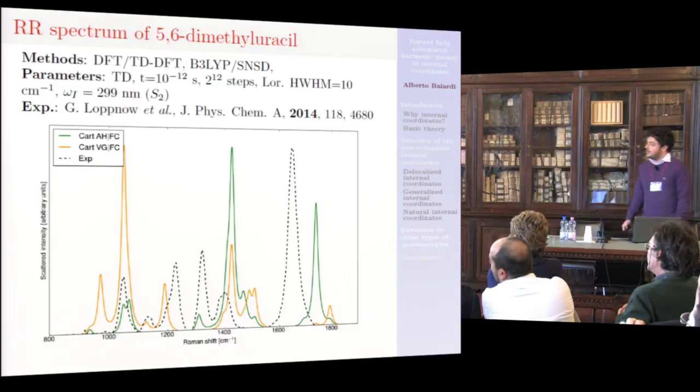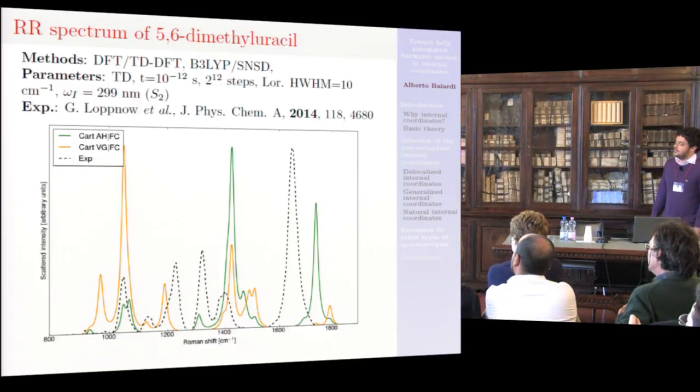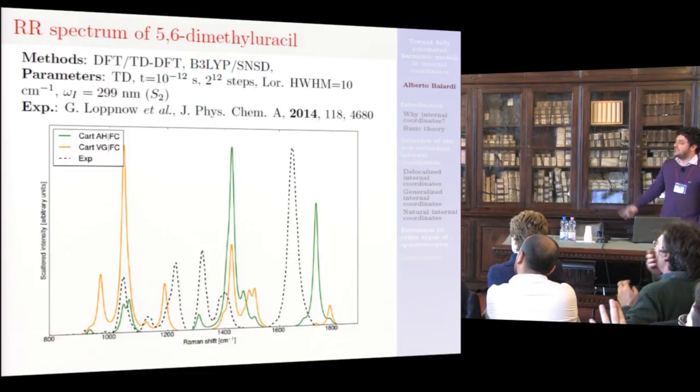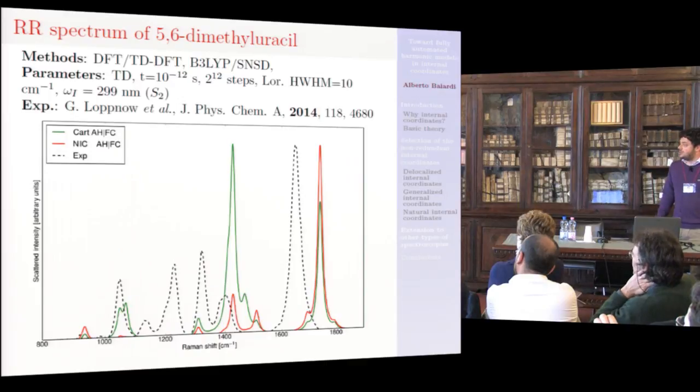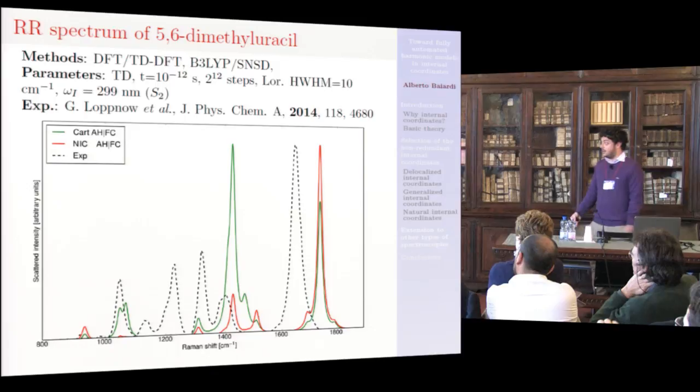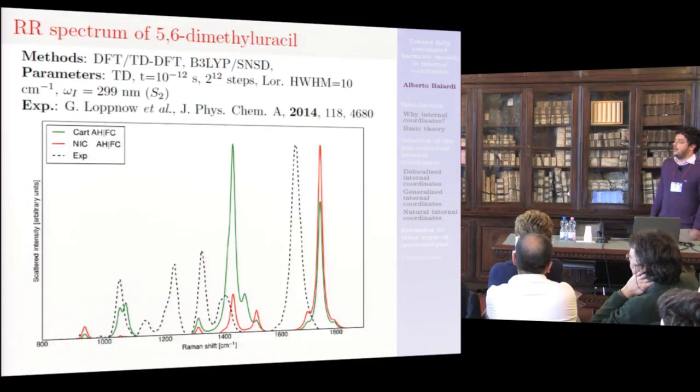As you can see, both vertical and adiabatic models in Cartesian coordinates do not give a satisfactory agreement with the experimental counterpart. If we switch to the adiabatic case in internal coordinates, the agreement is now better, because all the huge bands below 1,000 cm⁻¹ are no longer present. There is still a shift.